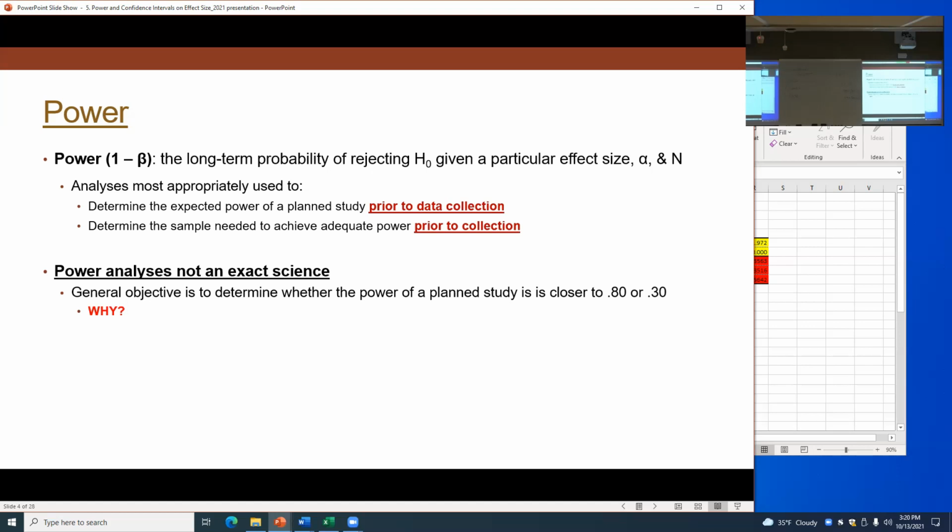What goes into my power analysis? I need to know an effect size, an alpha, and a sample size. What's the real tricky piece of identifying in those components? Alpha is easy. That's kind of set. Sample size, it's just a number. That power, that effect size. So why might it be difficult to know what effect size I'm trying to chase down?